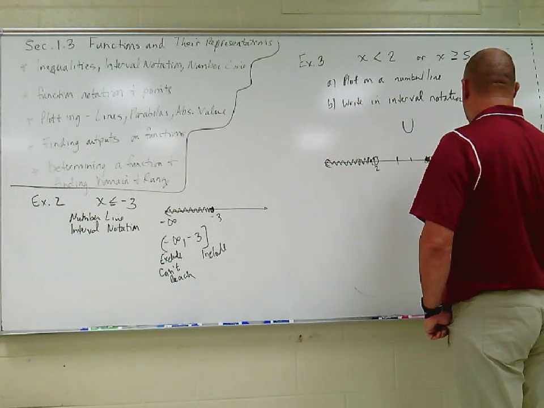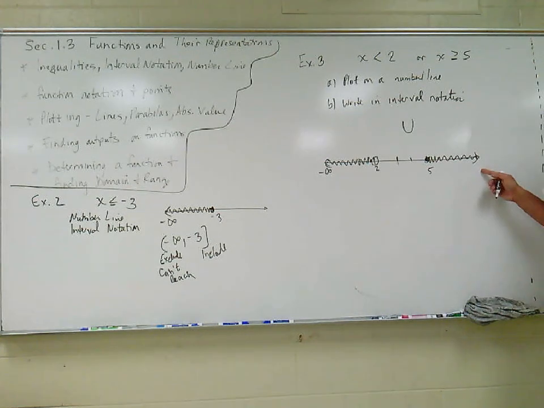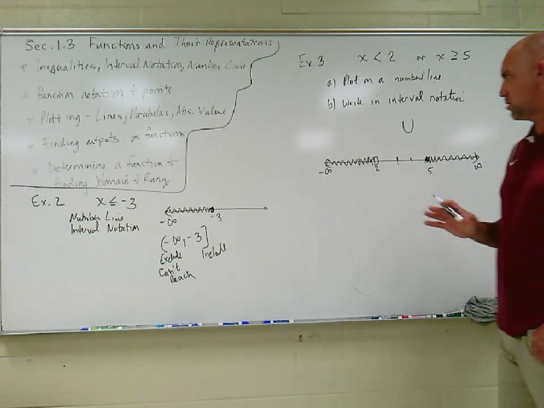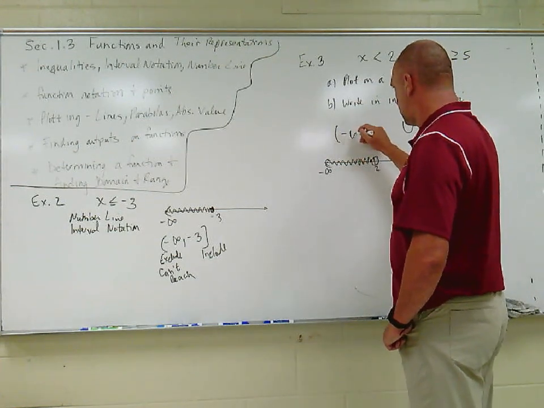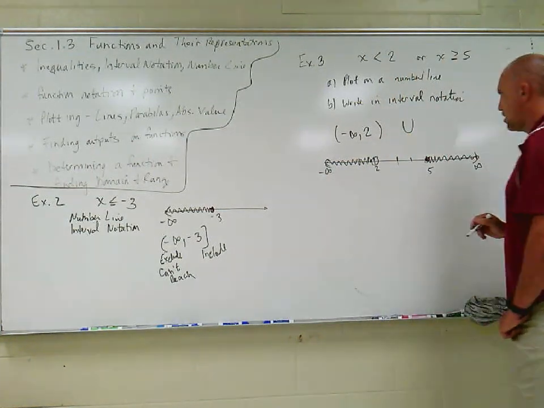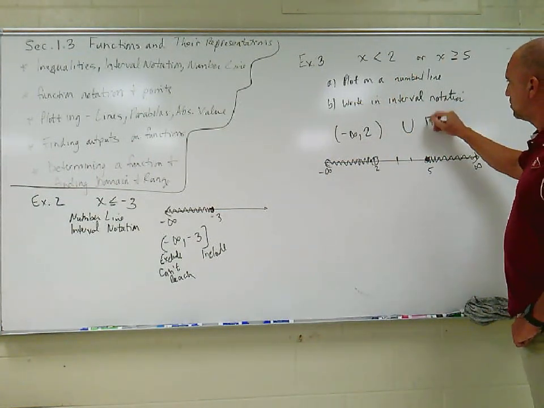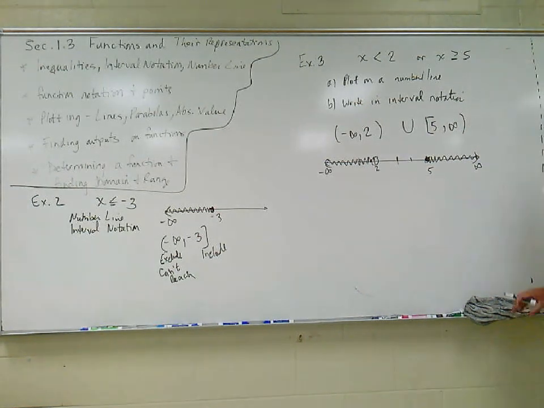So what happens is we get 2 intervals. I'm going to call that negative infinity way out there. What's way out here? Positive infinity. So what's our first interval? Parenthesis, negative infinity, comma, 2, parenthesis. And our second interval: bracket, 5, comma, infinity.